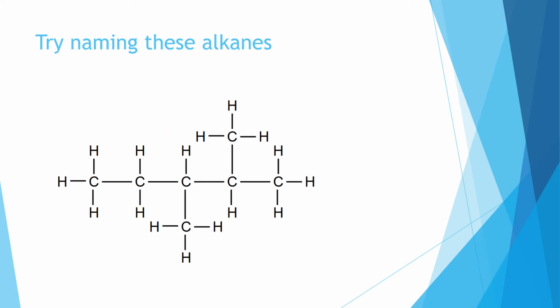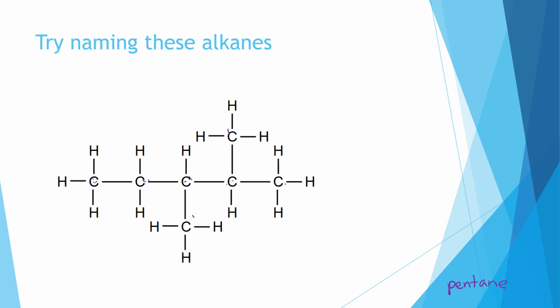So this is the naming. We start from either end and find the longest chain. 1, 2, 3, 4, 5. 1, 2, 3, 4. 1, 2, 3, 4, 5. So 5 is the longest. Then you need to find which way to number it. The parent name is pent, and as it's all single bonded, it's pentane.